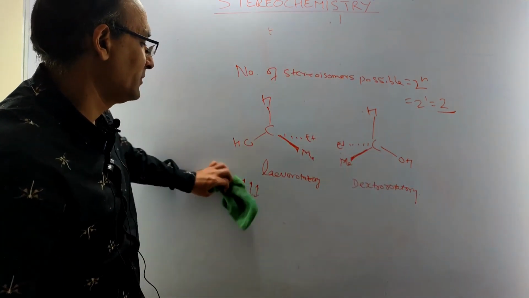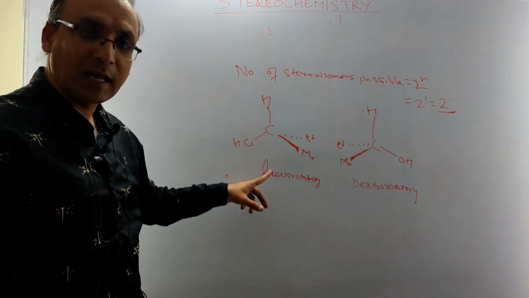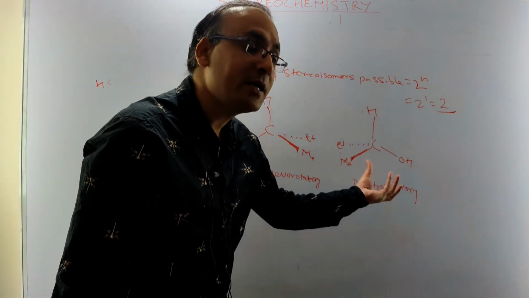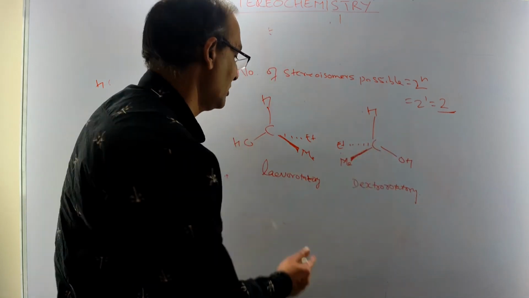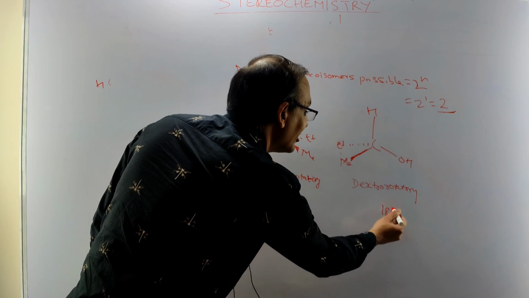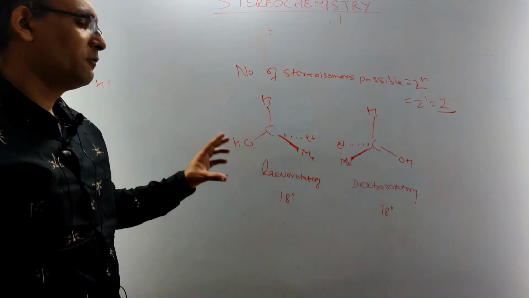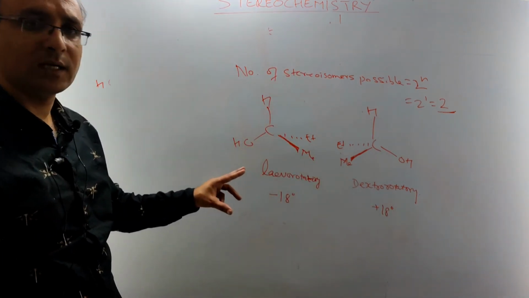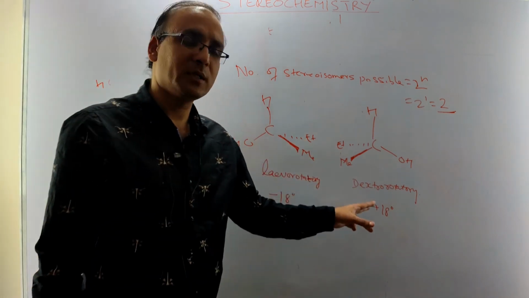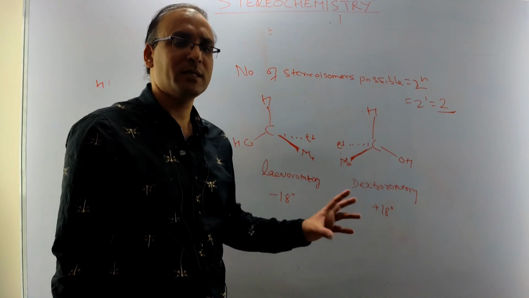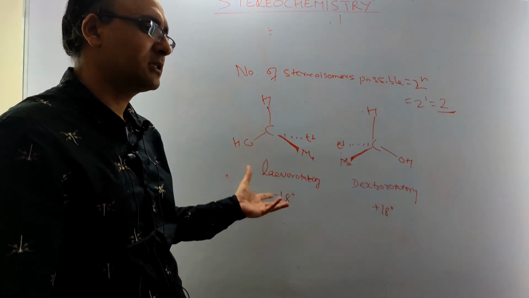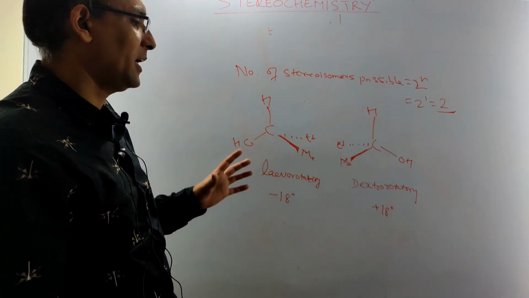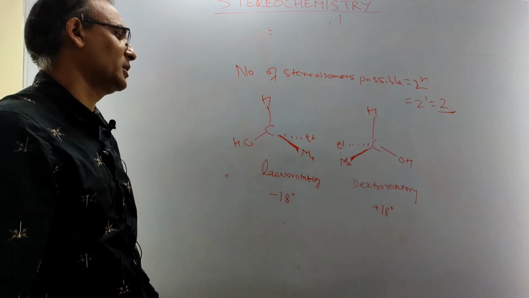An interesting thing is, if this rotates the light in the left direction by 18 degrees, the other will rotate the light in the right direction by 18 degrees as well. Just by convention, for levorotatory we say minus and for dextrorotatory we say plus. So this is rotating light by minus 18 degrees and this by plus 18 degrees. Minus means the left direction, plus means the right direction. So this is the basic property of enantiomers, and in the next class we'll see about diastereomers. Okay, thank you.